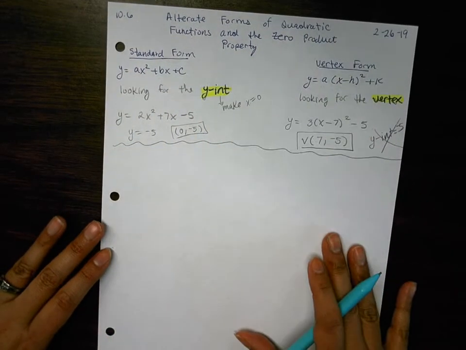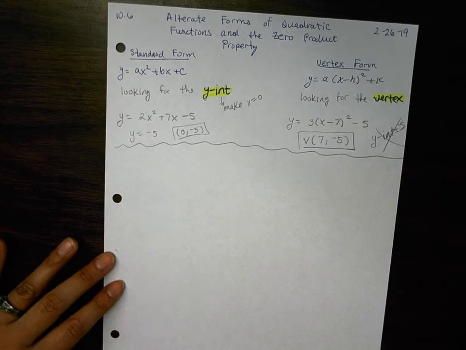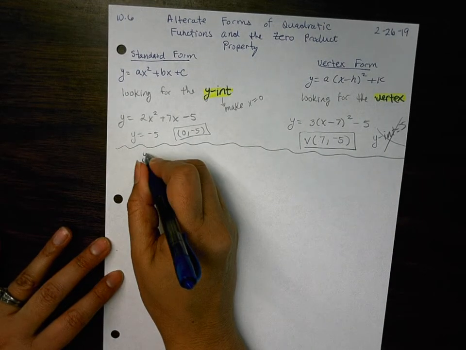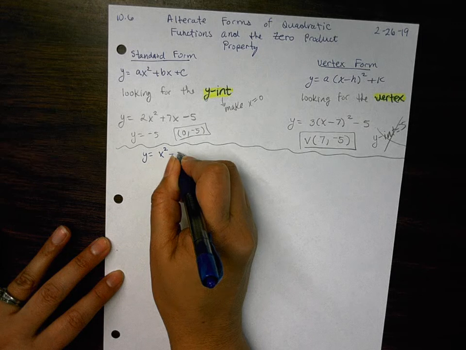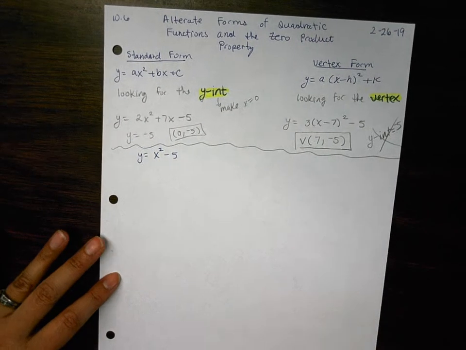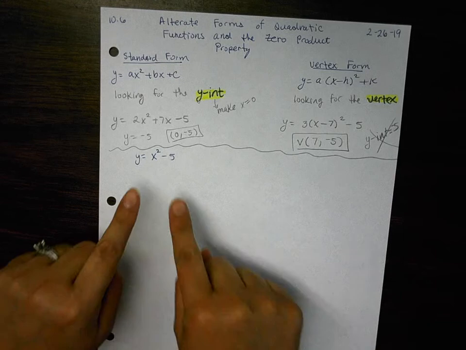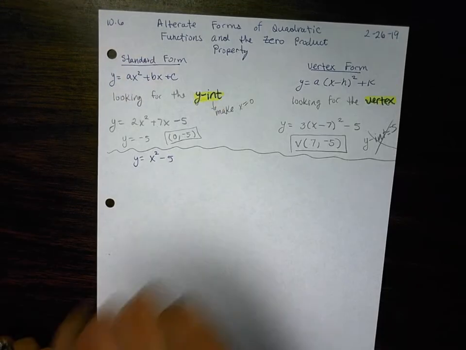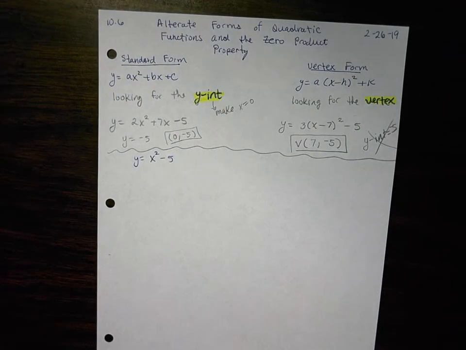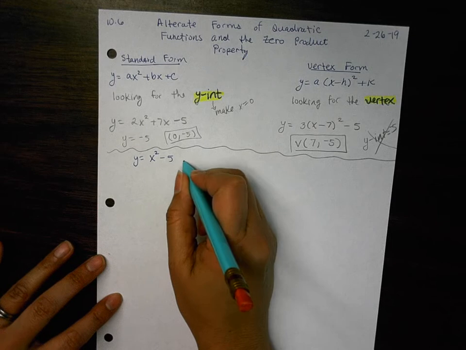Okay, now what if I gave you something like this? Y equals x squared minus 5. Would you say that's standard form or vertex form? Standard, vertex. I will tell you this, you can write it either way when it's something like this. When you look at ABC, what is missing? The BX. When the BX is missing, it could go either way.